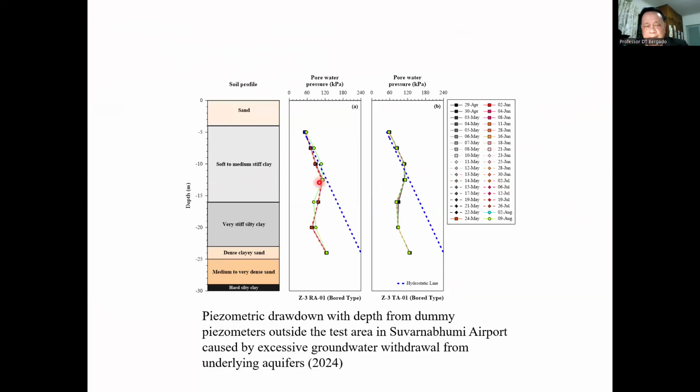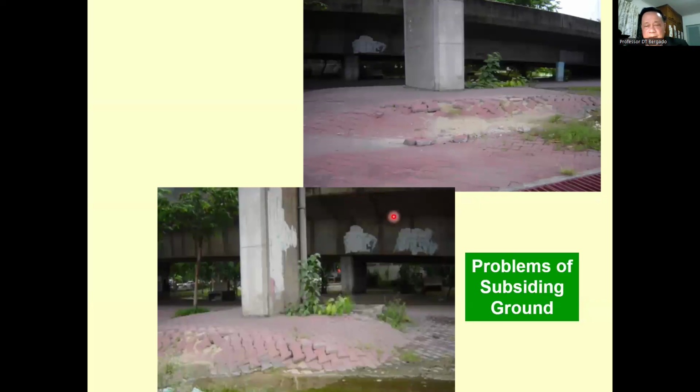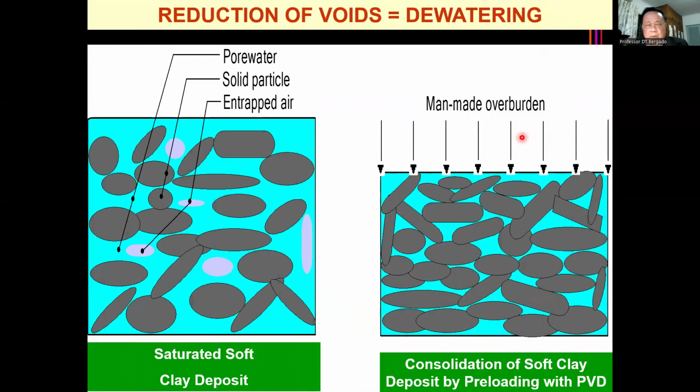Now, currently, the drawdown starts around 12 meters. This is a problem of subsiding ground. The pile-supported columns have differential settlements with the surrounding ground.